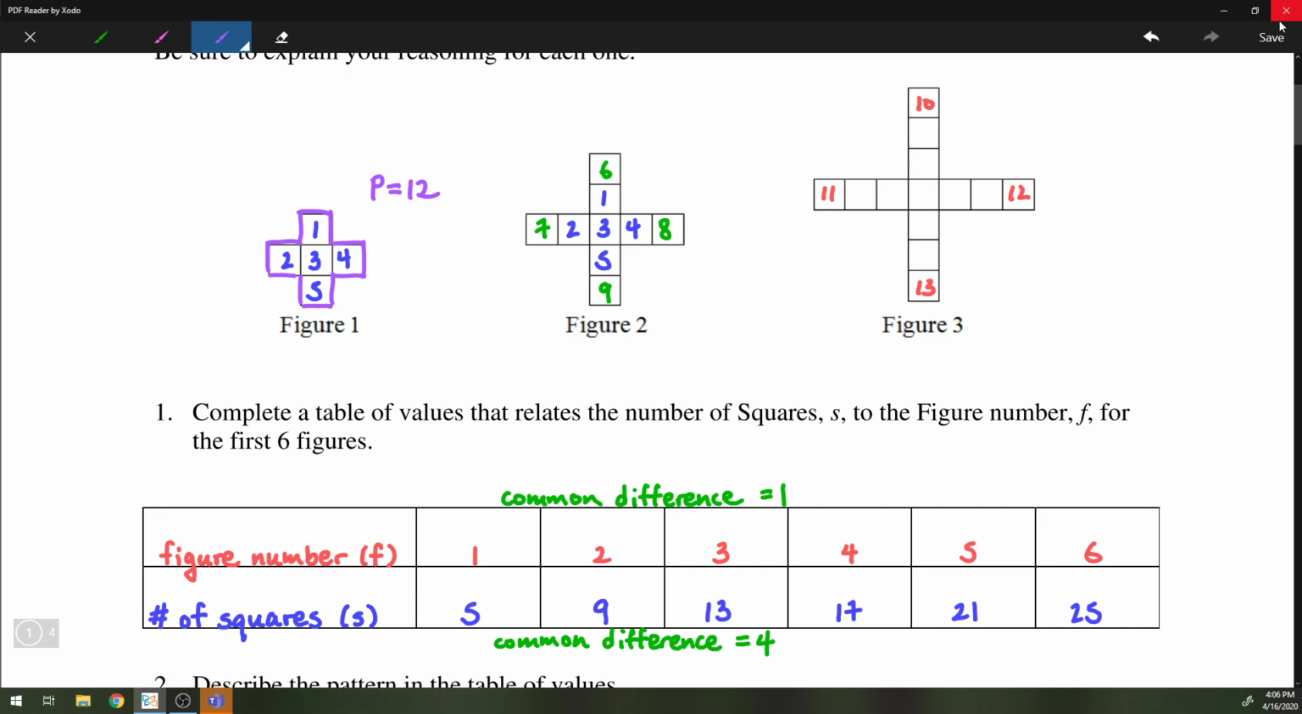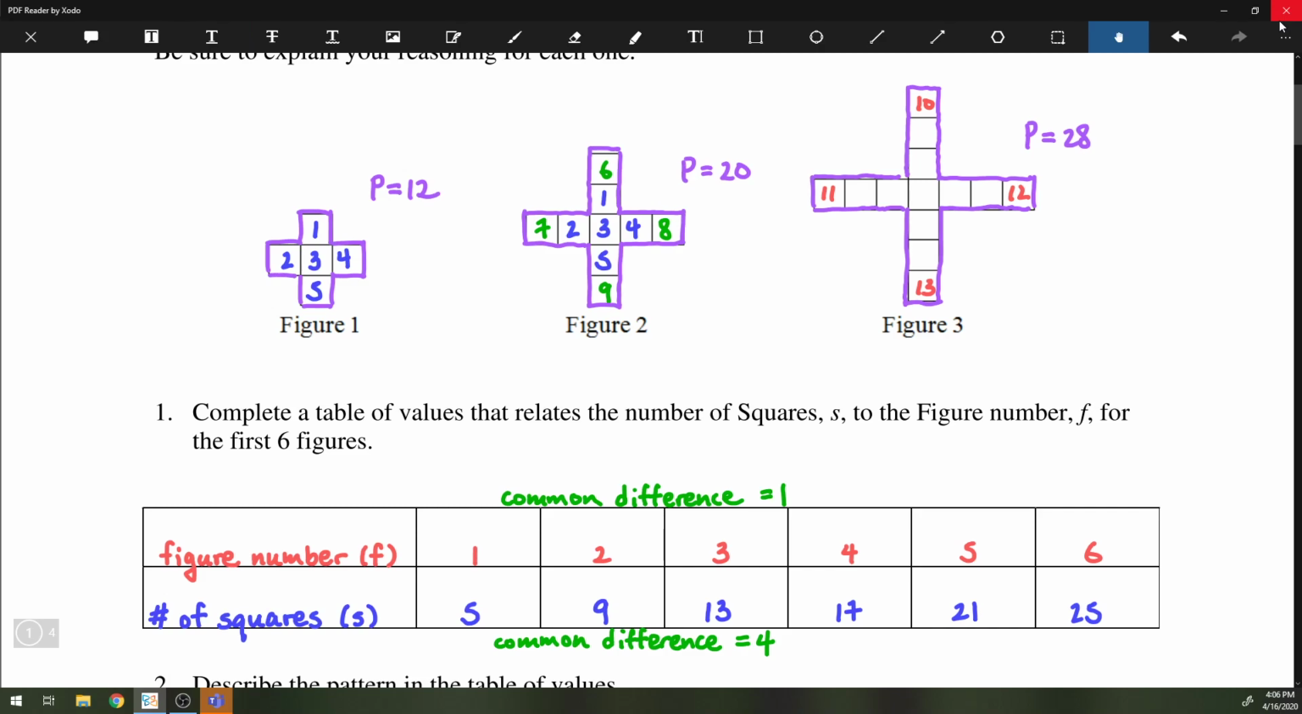Figure number 2, you can do the same thing. 1, 2, 3, 4, 5. And you'll notice that there's 5 units worth of perimeter on each wing, if you will, of this figure. So that will be 20 in total. And here, last one, 1, 2, 3, 4, 5, 6, 7. And you have 4 of those, so 7, another 7 on the right, 7 pointing down, and 7 pointing to the left. So of course, 4 times 7 is 28.